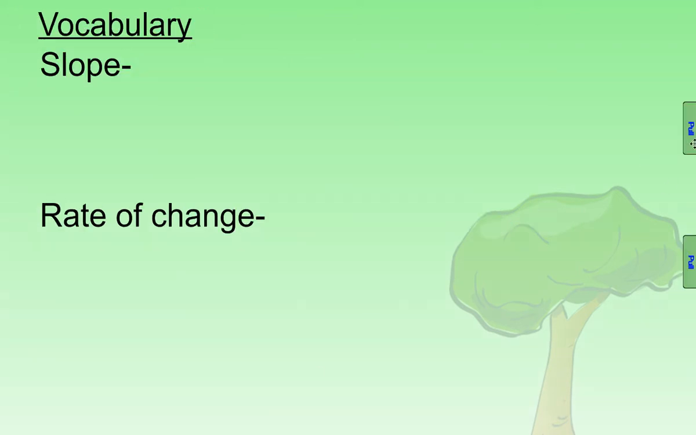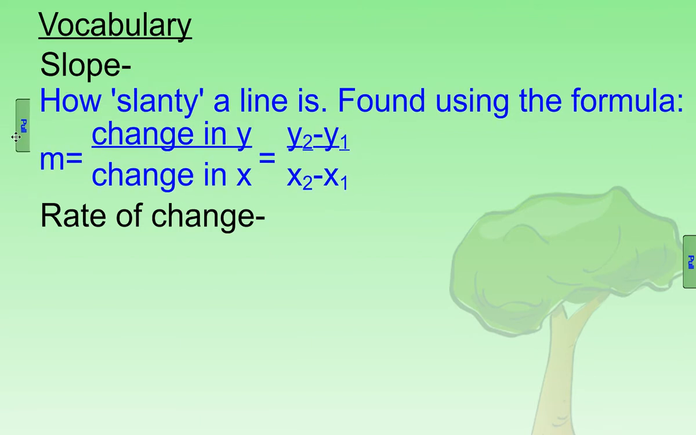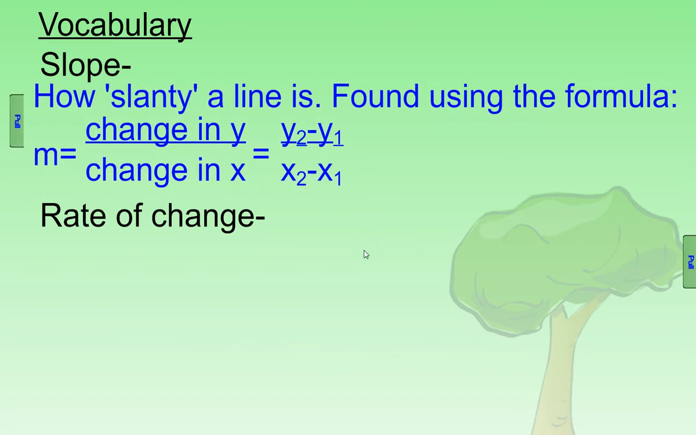Slope. Slope is how slanty a line is. And it's found using this formula, m equals the change in y over change in x, but most people, when you're talking about the slope, just remember m equals y2 minus y1 over x2 minus x1. I just don't like the way it's written.